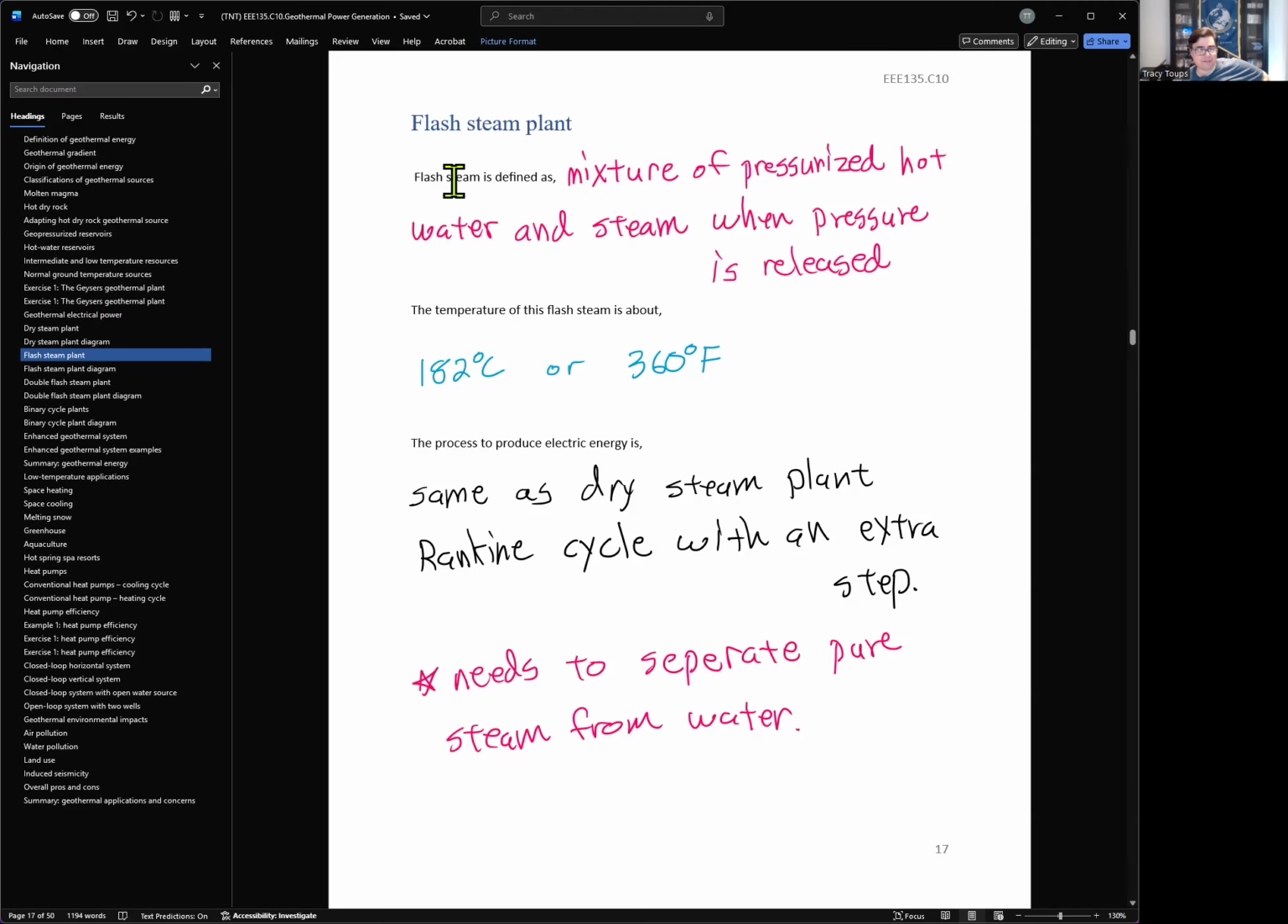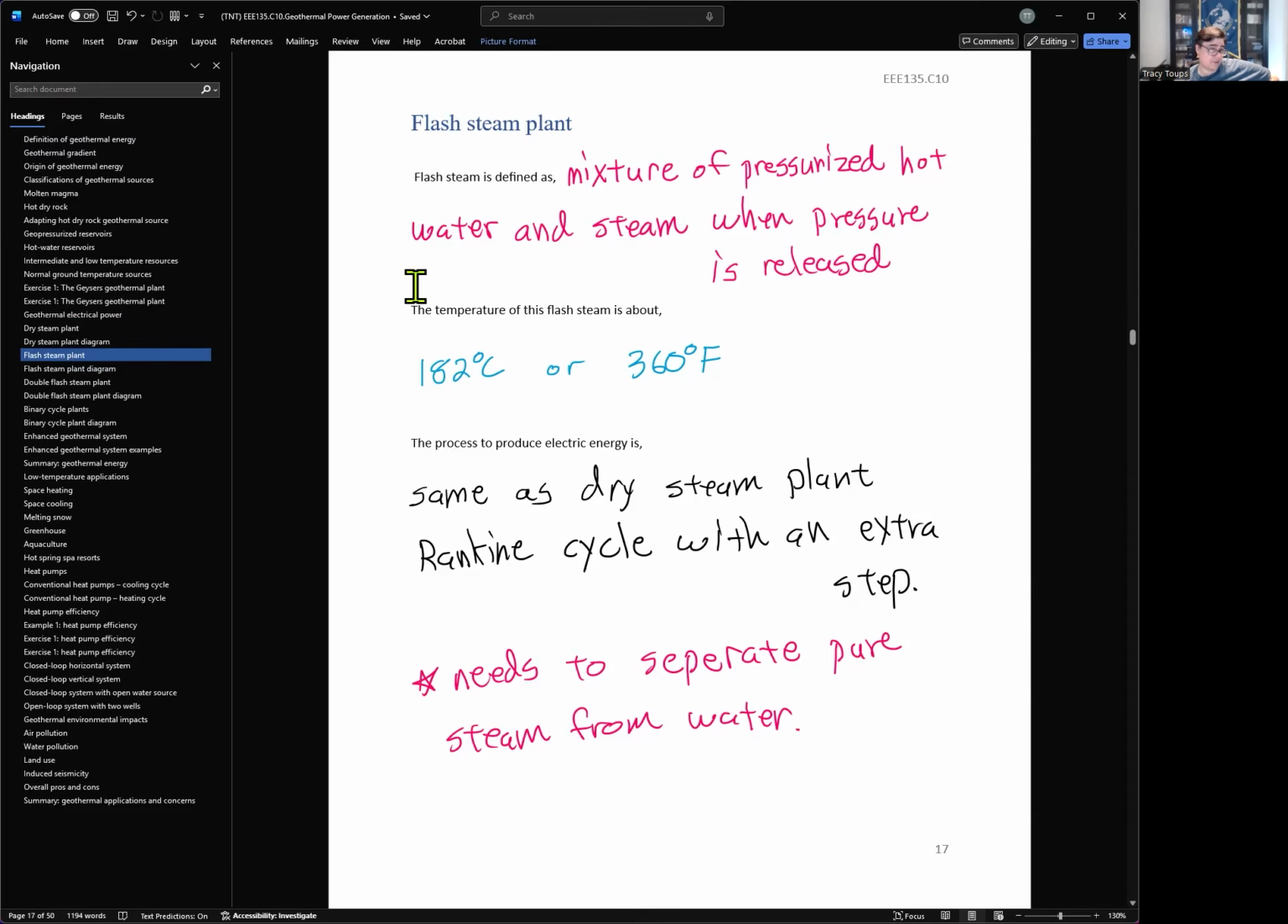And that's what flash steam is. Whenever you release the pressure, the really, really hot water will instantly poof into steam and expand at a rapid pace. Okay? The temperature of flash steam is typically about 182 degrees Celsius or 360 degrees Fahrenheit. So note it's lower temperature than dry steam.